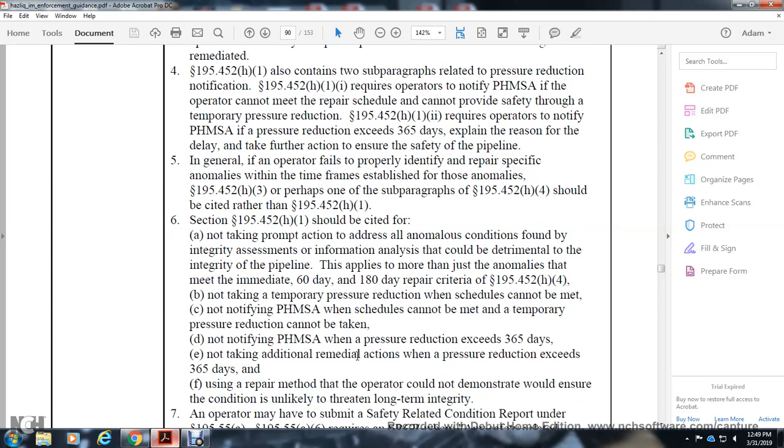Section 195.452(h)(1): it should be decided that no proper action is being taken for the drift of the anomaly's condition found by the integrity assessment information that could be detrimental to the integrity of the pipeline, applied with more than just the immediate 60-day and 100-day repair criteria.